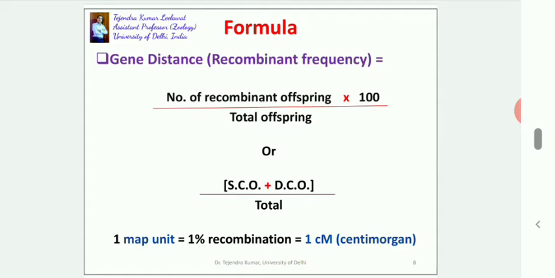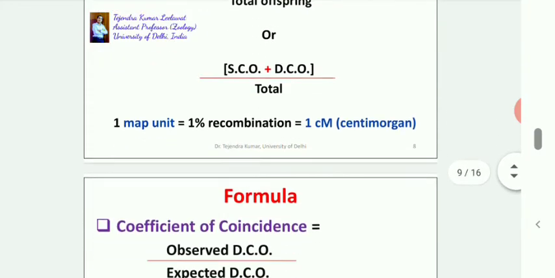The unit for this recombination frequency is 1 map unit. 1 map unit means 1% recombination can occur there. It is also written as centimorgan, a term coined in honor of the scientist T.S. Morgan, who discovered linkage. That's why this honor is given to him.